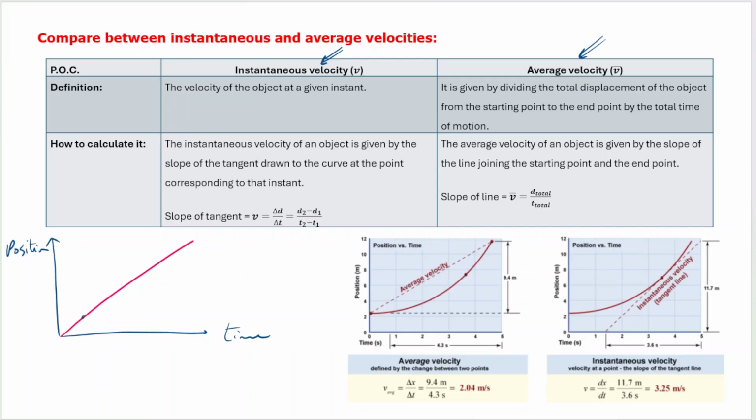So the instantaneous velocity in this case will be exactly the same as average velocity, because average velocity is equal to the total distance covered, which is this one, divided by the total time, which is this one. So you will divide the total distance by the total time, right?